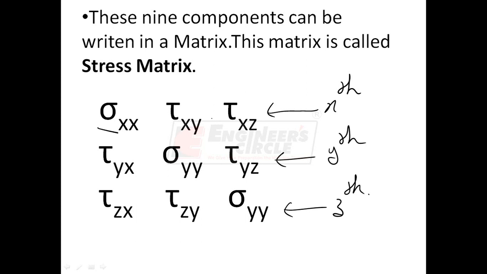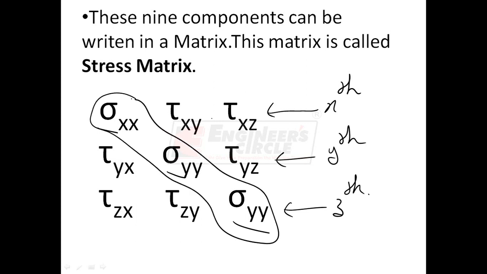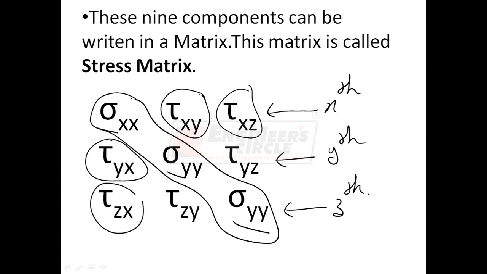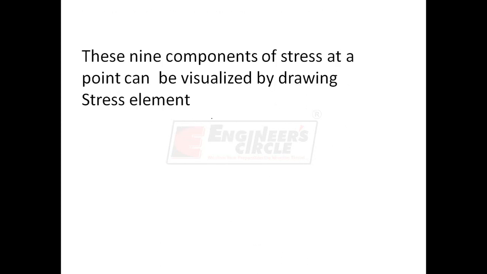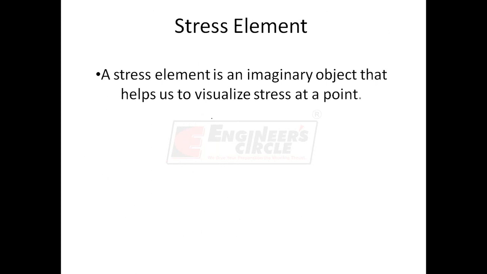The diagonal of this stress matrix contains the normal components of stresses at a point. And if we are writing tau xy here, we have to write tau yx here. If we are writing tau xz here, we have to write tau zx here. If we are writing tau yz here, we have to write tau zy here. These 9 components of stress at a point can also be visualized by drawing a stress element. The stress element is an imaginary object that helps us to visualize stress at a point.